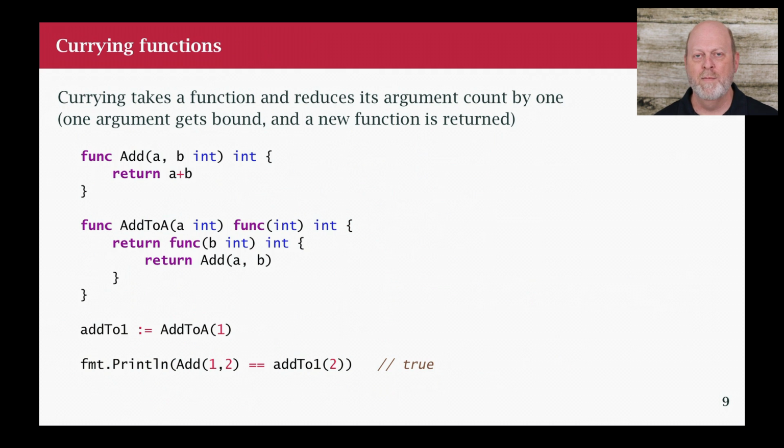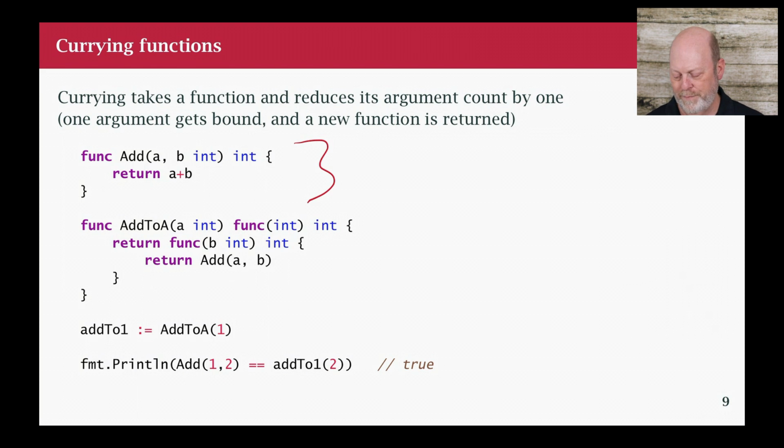I want to talk about method values, but before I can talk about method values, I need to introduce a concept from functional programming. If you're familiar with functional programming, you'll have heard the term currying. Currying is a process in which we take a function that has, say, 3 parameters, bind one of them, and turn it into a function that has 2 parameters. My example here is a perfectly ordinary function called add. It takes 2 integers, returns the sum.